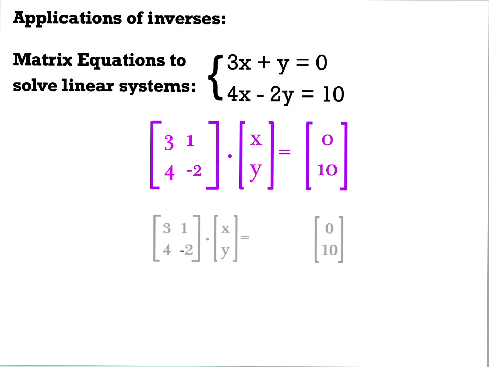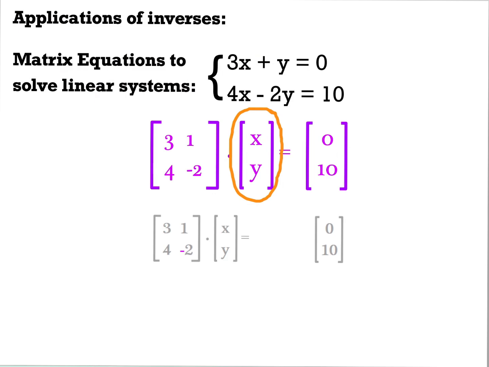We talked about how we could set up a system of equations using a matrix equation before. 3 times x plus 1 times y equals 0. That was that top equation, right? We talked about this and how to set those up. We never talked about how to solve them, though. And so the question is, how do we get this by itself? How do we cancel out a 3, 1, 4, negative 2? Well, we need to do the opposite of 3, 1, 4, negative 2. It would be its inverse, right?